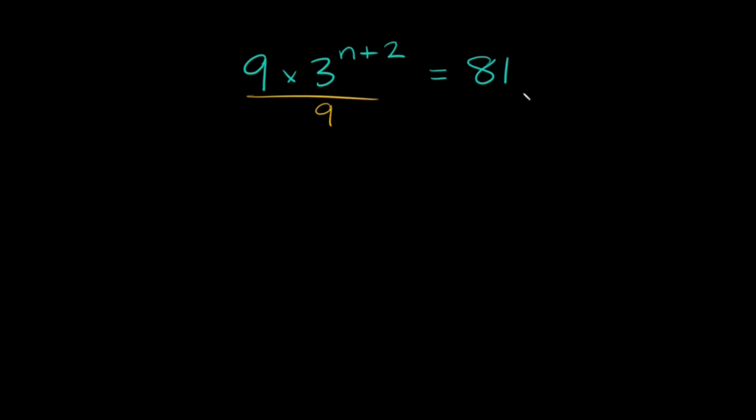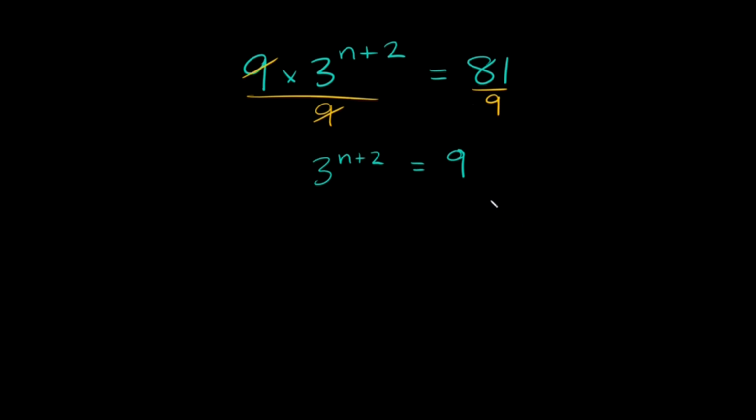And remember, what you do to one side of an equation, you do to the other, right? So then on this side, these 9's cancel out. So then we're just left with 3 raised to the n plus 2 on this side, right? 3 raised to the n plus 2, and then that's equal to 81 divided by 9, which is equal to 9. Okay, now one thing you want to look out for with these problems are perfect squares.